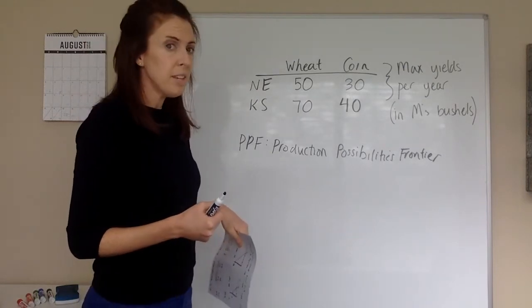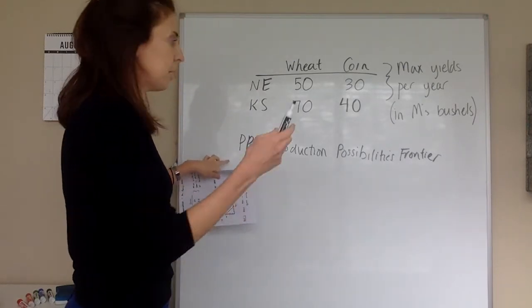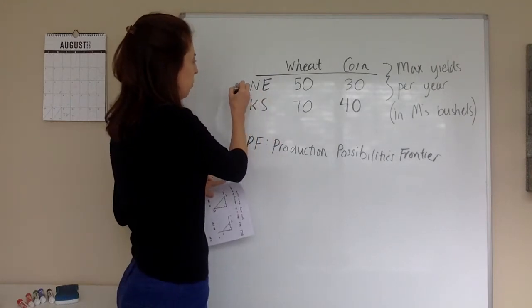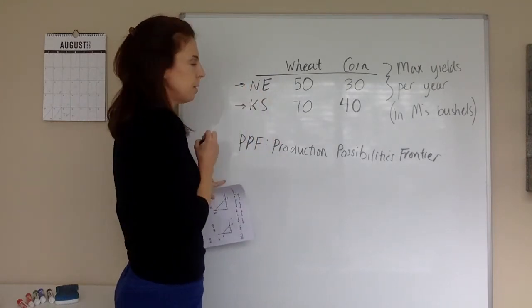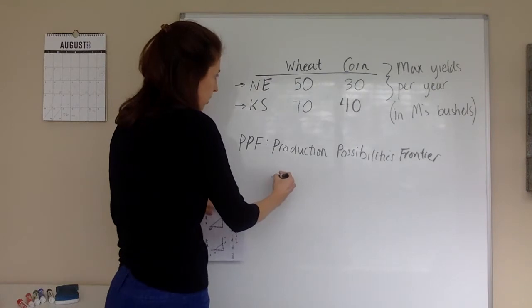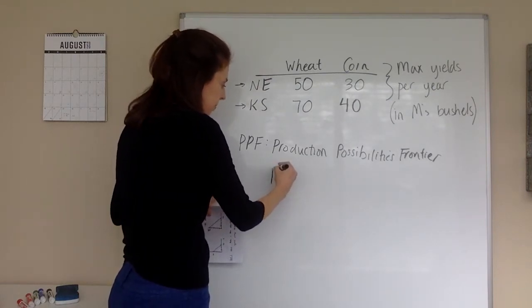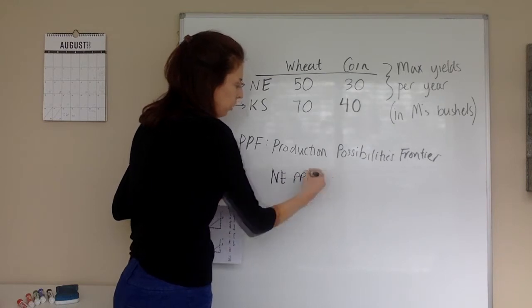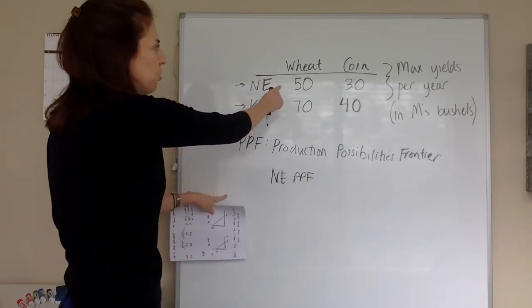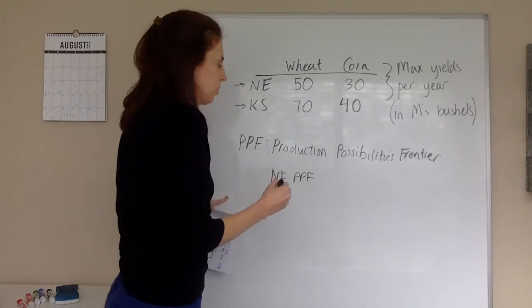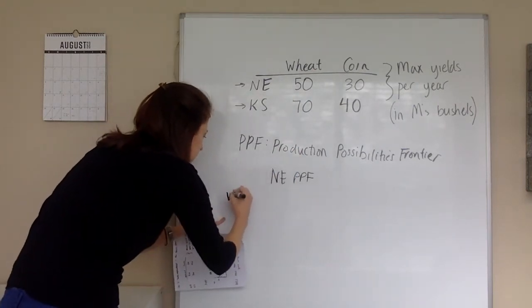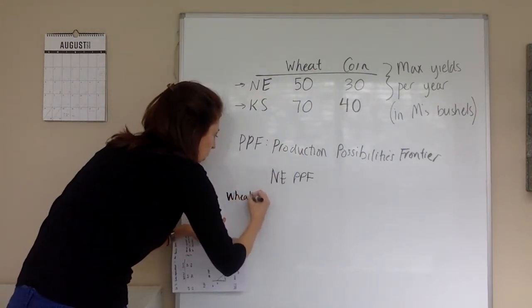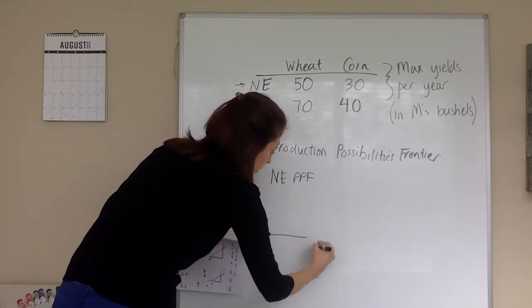So we typically draw these in a graph. So what we can do is we can have one PPF for Nebraska and one PPF for Kansas. So let's start with Nebraska. So Nebraska's PPF would plot against each other the two things that Nebraska could produce. So Nebraska could either make wheat or Nebraska could make corn.